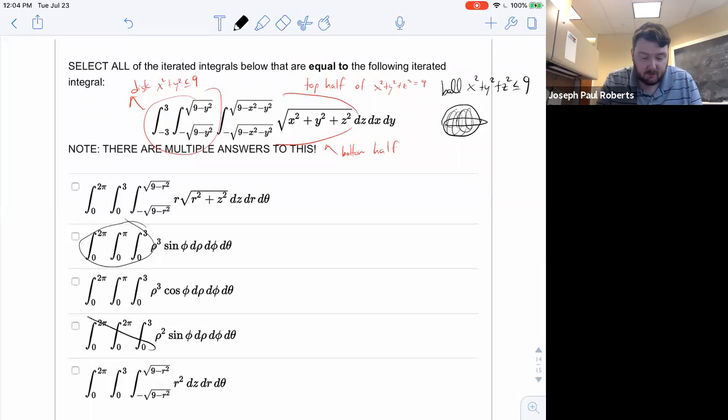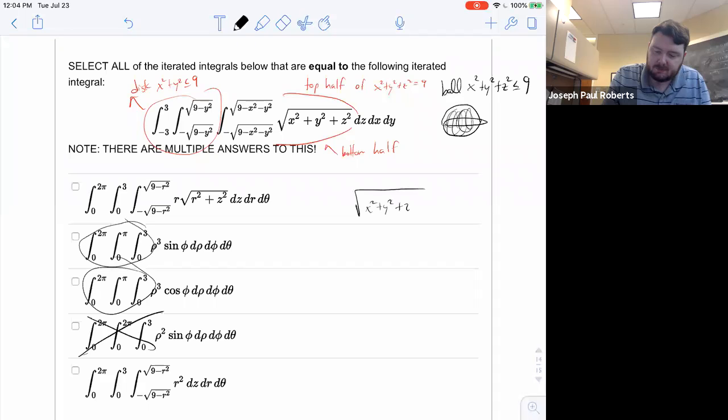Remember, we don't double count, so that's out. And then 0 to the radius for rho. So those two look good. But then our integrand, the square root of x squared plus y squared plus z squared dz dx dy, becomes rho squared sine phi d phi d theta d rho, and the order doesn't matter. So it's not this one, it's this one.